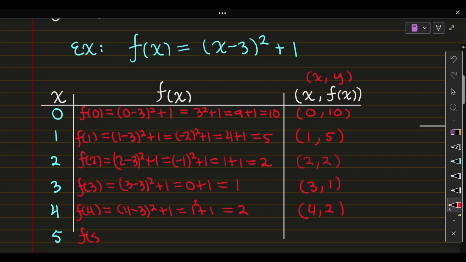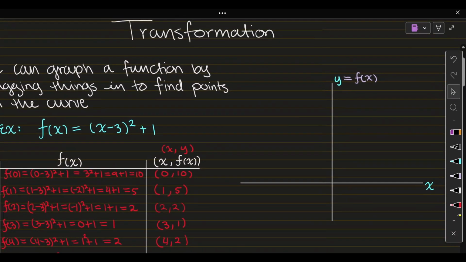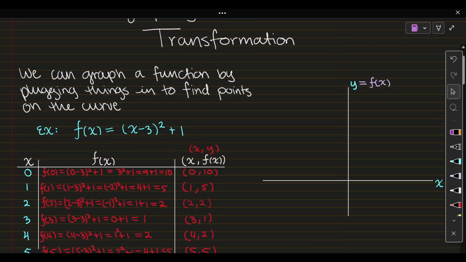And then f of 5 is equal to (5 minus 3) squared plus 1. 5 minus 3 is 2, so 2 squared plus 1. 2 squared is 4, and 4 plus 1 is 5. So this is (5, 5). We have a list of points here that are on the curve f of x, and we can go ahead and plot these points to get an idea of what f of x looks like on a graph.